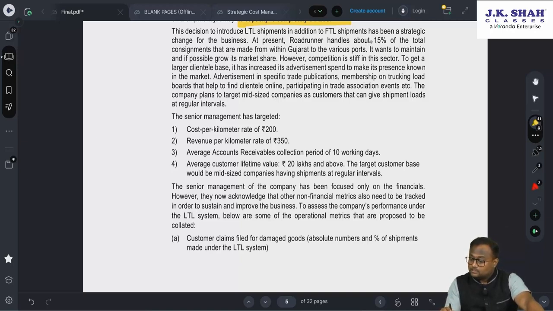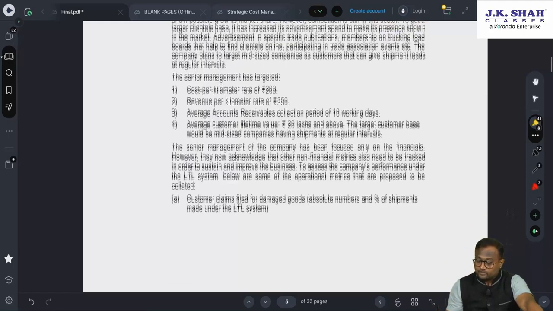The company handles about 15% of the total consignments in various ports. It wants to maintain and, if possible, grow the market share. However, competition is stiff in this sector, and to get a larger clientele base, it has increased its advertising expenditure to make its presence known in the market. Advertisement in specific trade publications, membership on trucking load boards that help to find clientele online, participating in trade association events, etc. The company plans to target mid-sized companies as customers who can give shipment load at regular intervals.